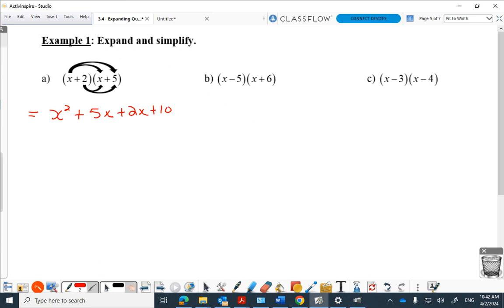Usually there's at least one combining. And I see there's a combining that I can do there, the 2 and the 5. And for us, a lot of times, it'll be the center two terms can be added together and simplified out.